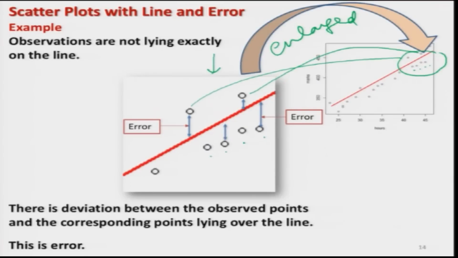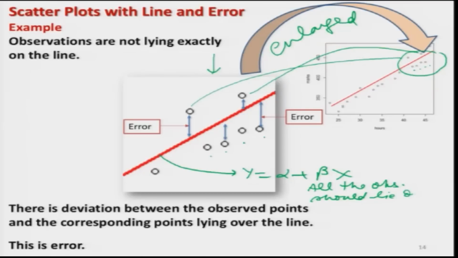So, now if you see what you are trying to do, you are saying that this red line is y equal to alpha plus beta x, and you assume that all the observation points should lie on this line. That is your idea, that all the observations should lie on this line, so that you can say that this is the mathematical equation between x and y, and this is how the experiment is being controlled. But in practice, this will not happen.